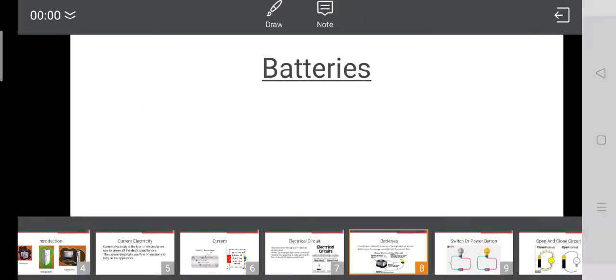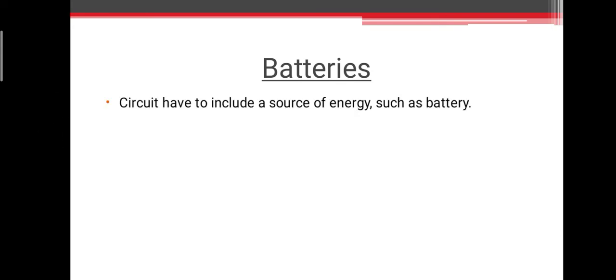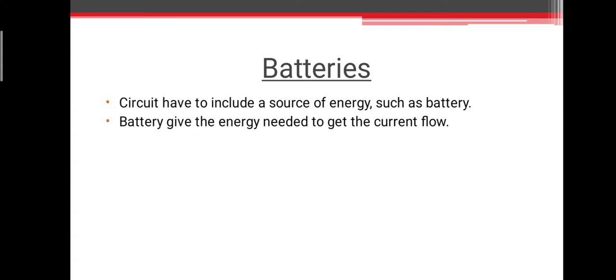One more important thing here is what a battery is. Circuits have to include a source of energy such as batteries, and a battery gives the energy needed to get the current flowing. So if someone asks you why we need batteries, we need batteries for the current to flow.